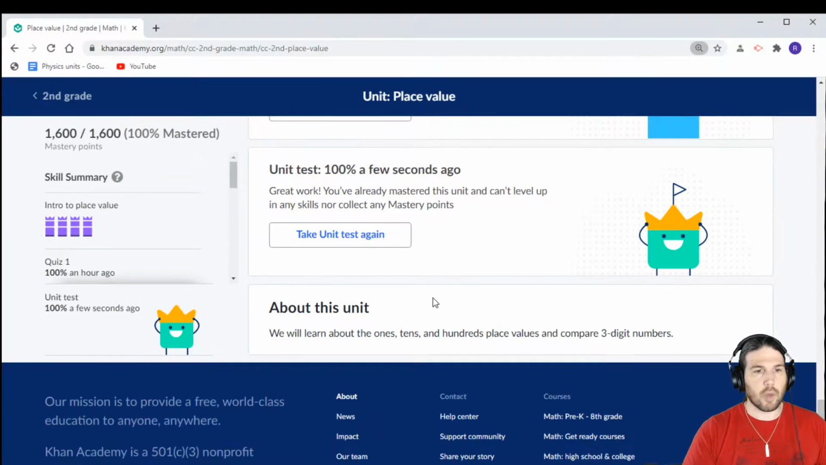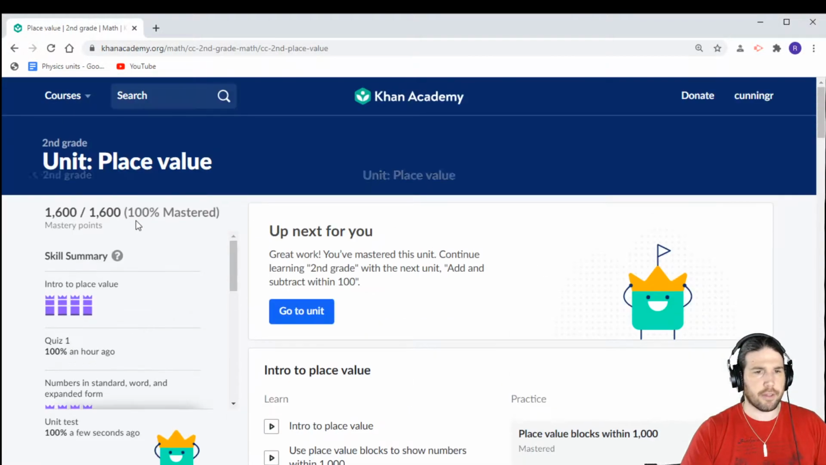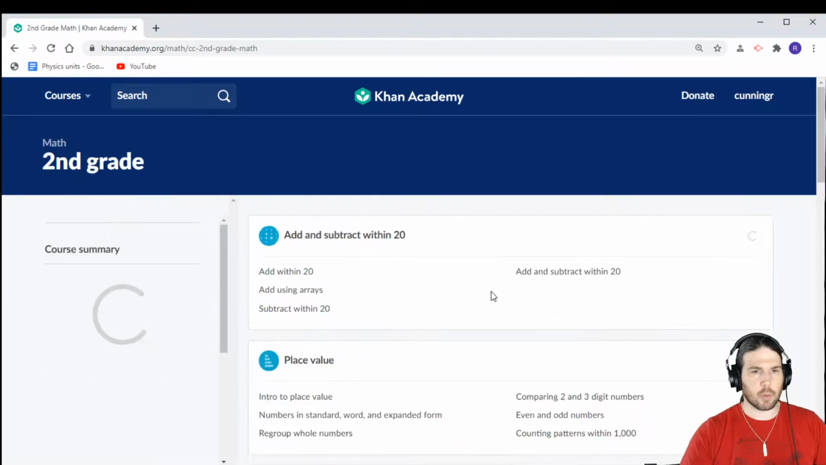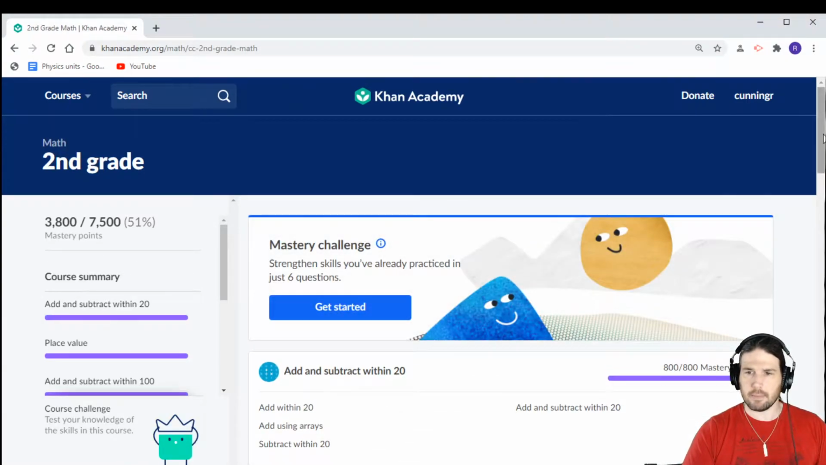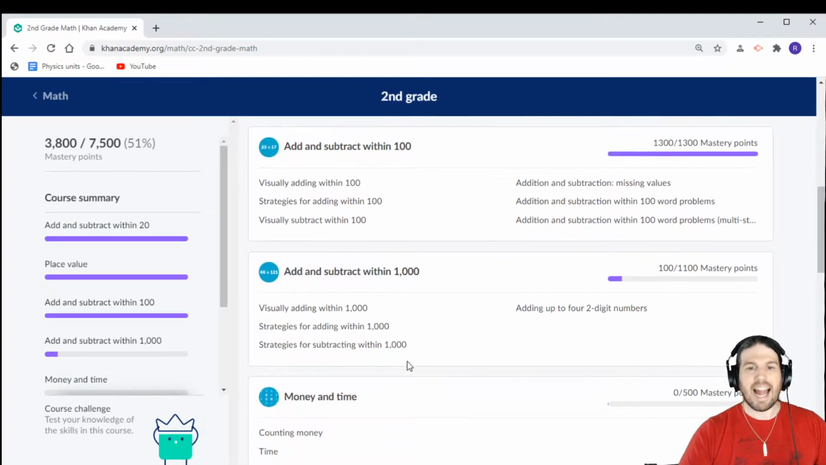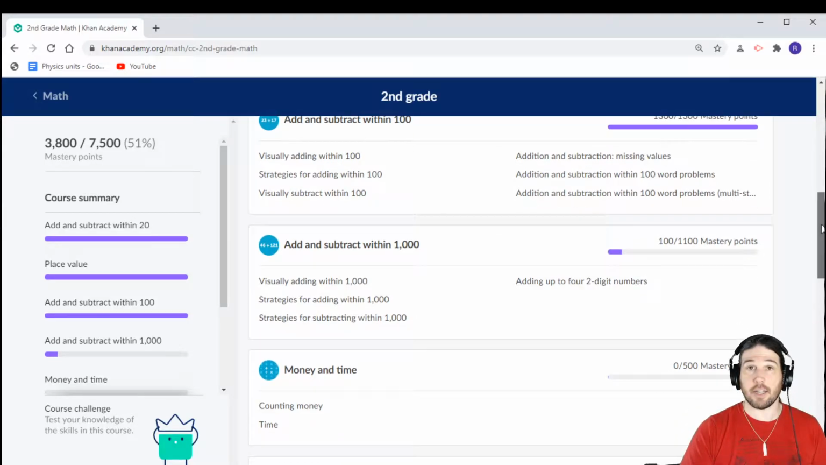Okay, so we are 100% mastered with place value. So we're going to back out into second grade. Adding and subtracting within 1,000 is going to involve a lot of mental math for me. And as I'm being a little bit scatterbrained right now, I'm going to do exactly what I said is a good idea if you are feeling frustrated or overwhelmed for whatever reason. I'm going to step away from the complex arithmetic and we're going to look at some other stuff instead.